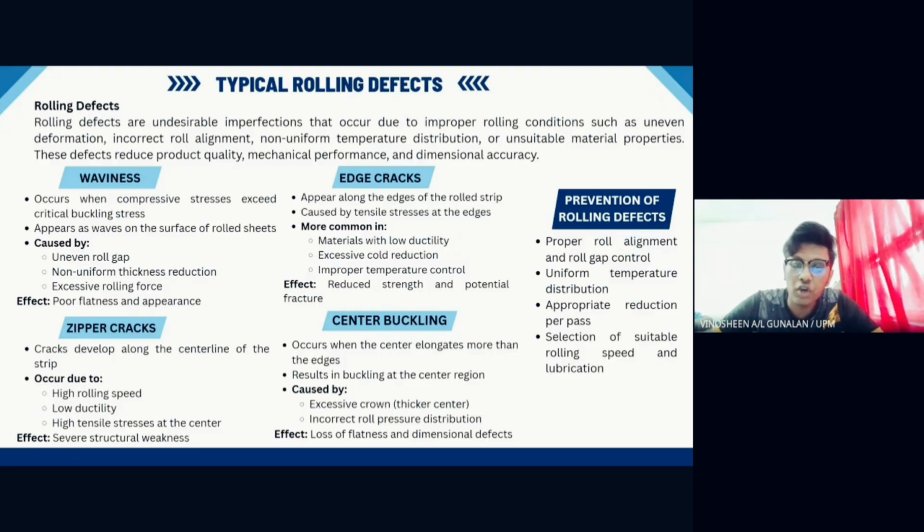So what are the preventions of rolling defects? It should have proper roll alignment and roll gap control, uniform temperature distribution, appropriate reduction per pass, and selection of suitable rolling speed and lubrication.